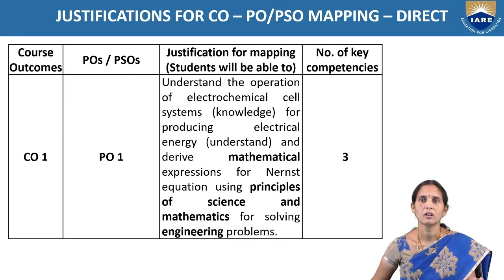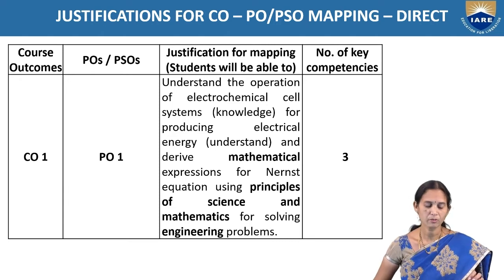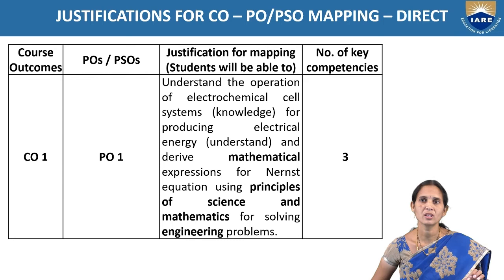So here are the justifications for CO-PO or PSO mapping. We are going for the justification of CO-PO mapping. Course outcome CO1: when we are taking program outcome PO1, the justification for mapping is that the students will be able to understand the operation of electrochemical cell systems. That is, they are gaining knowledge for producing electrical energy.